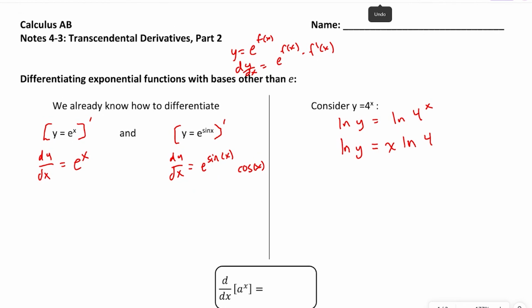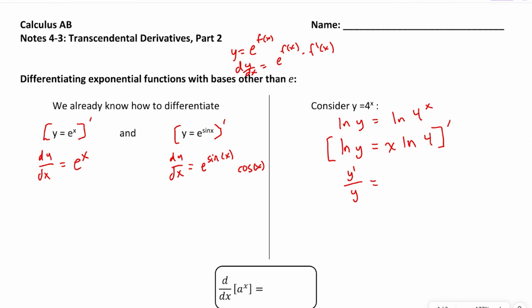And if I wanted to differentiate both sides here, on the left-hand side, I would have to use the chain rule. The derivative of natural log is 1 over the thing, in this case y. So it'd be 1 over y times y prime. And I'm going to rewrite that, and you should probably get in the habit of rewriting anytime you have to do chain rule with natural log, as rewriting that prime or that derivative on the numerator. So y prime over y.